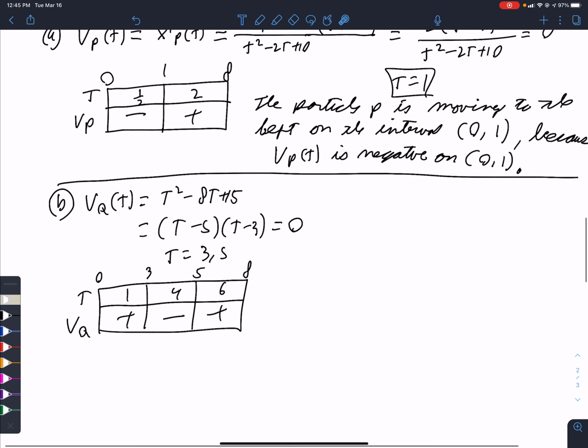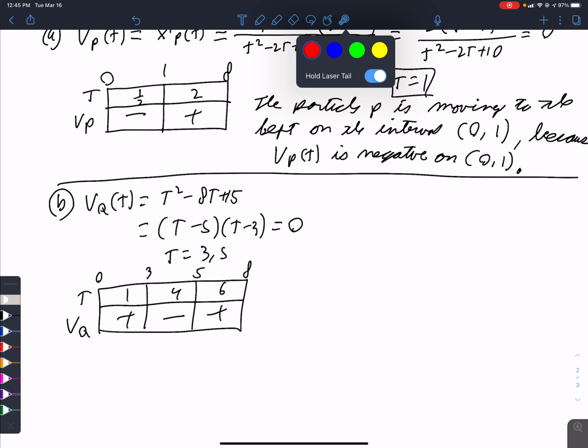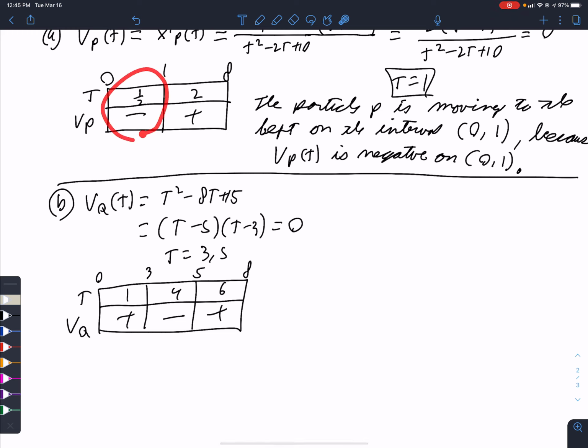In what regions do they have the same sign? From 0 to 1, this is moving left. But 0 to 1, this is moving right. No bueno. From 1 to 8, this is moving right. Okay. So 1 to 3, they're both moving right, and 5 to 8, they're both moving right. So it's going to be 1 to 3 and 5 to 8.